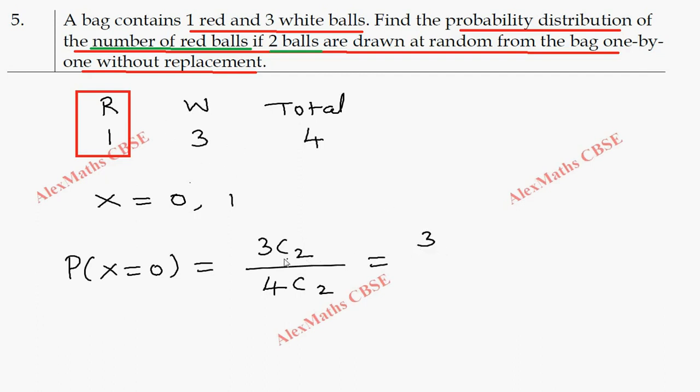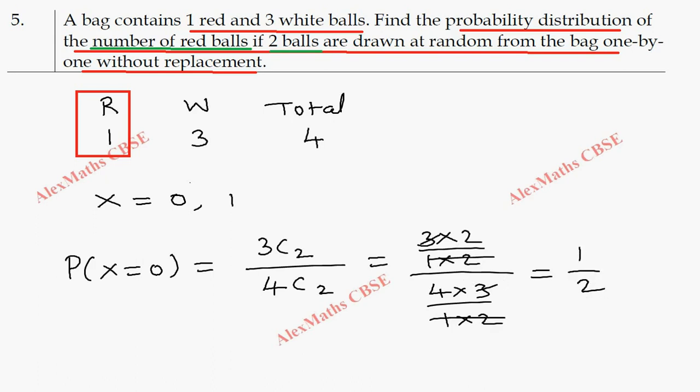So finding this value, this is (3 into 2 by 1 into 2) whole divided by (4 into 3 by 1 into 2). We can cancel these 2 and we can cancel 3 and 3. Cancelling 2 and 4, we get answer as 1 by 2.